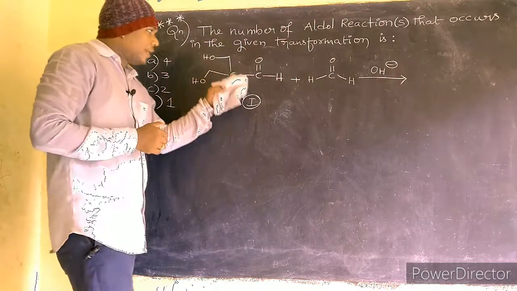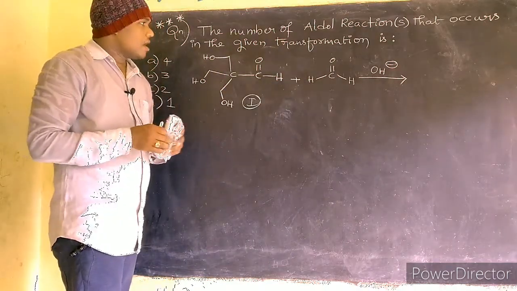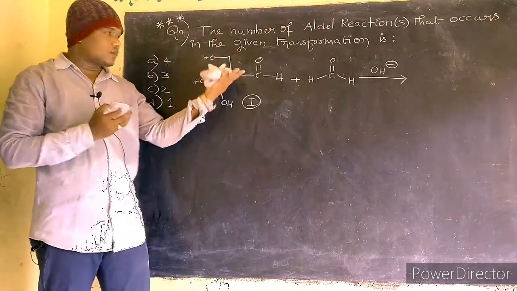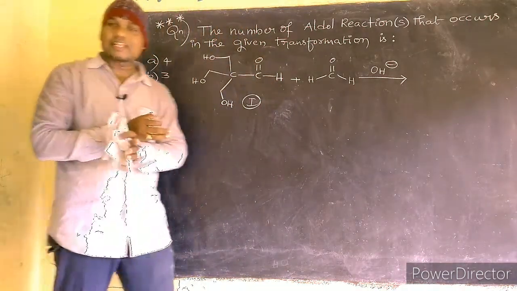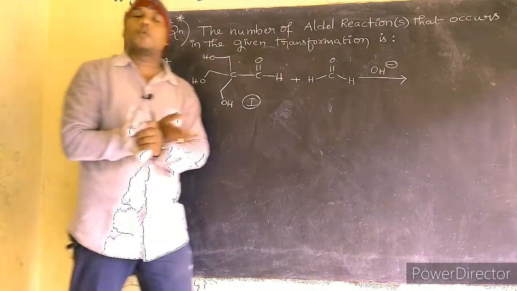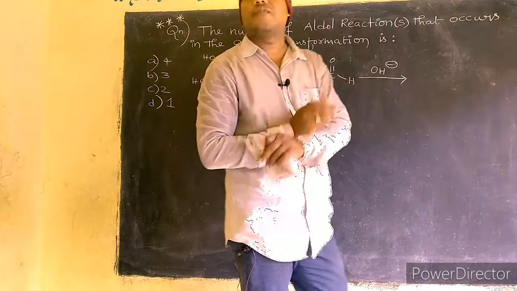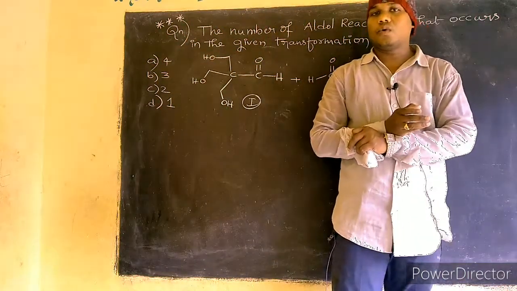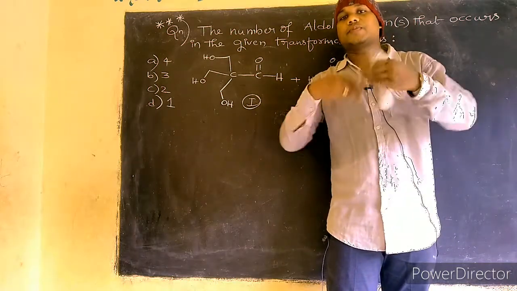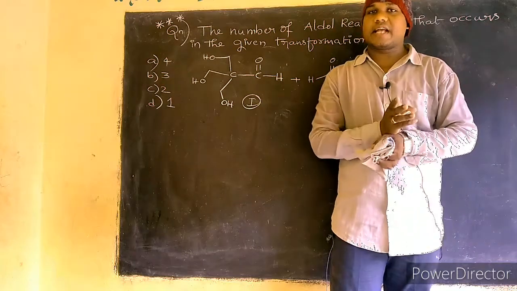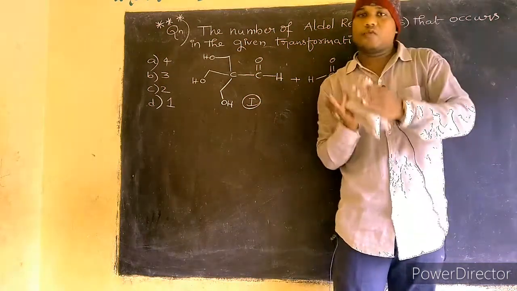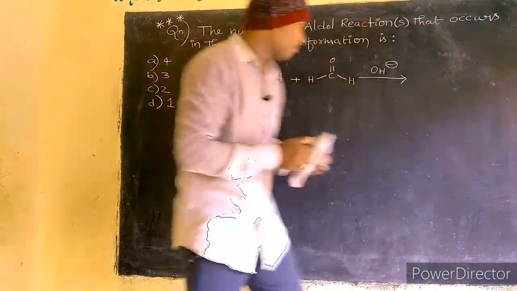Now, based on this, are there any alpha hydrogens? No, correct? So there are no alpha hydrogens, but the reaction is possible. That is the Cannizzaro reaction. The carbonyl compounds which do not have alpha hydrogens undergo the Cannizzaro reaction, which means both oxidation and reduction take place in a single reaction, that is, a redox reaction takes place. One is the oxidized product, another one is the reduced product, correct?